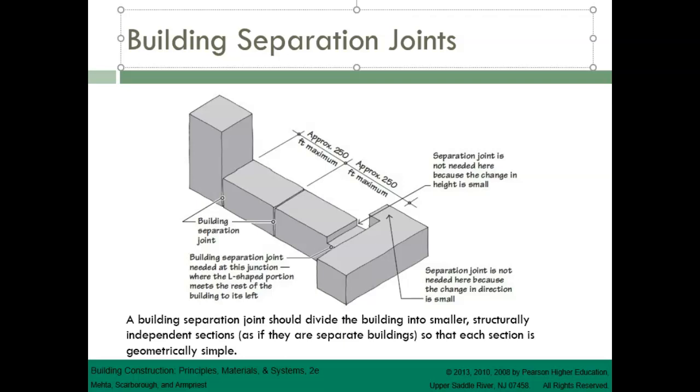A building separation joint prevents the stresses created in one part of the building from affecting the integrity of the other part. Building separation joints are needed in large buildings, and as a rough guide, they are provided at 250-foot intervals.